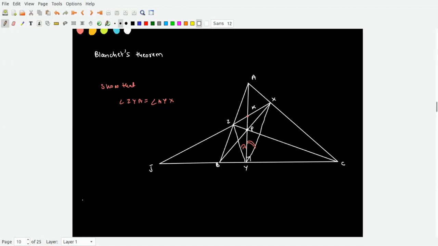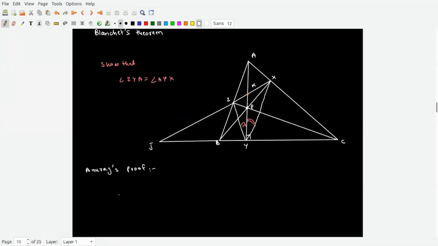Yes. So I'll repeat the proof which Anurag said, which is a very nice proof. I'll call it Anurag's proof, which is essentially my proof, but I'll still call it Anurag's proof because Anurag said it.